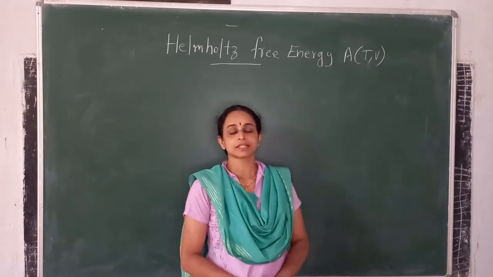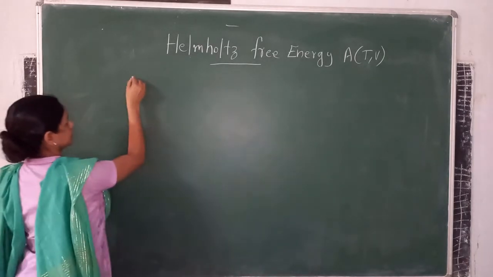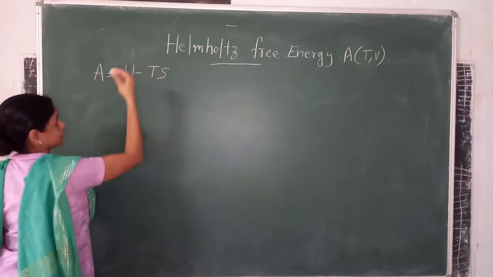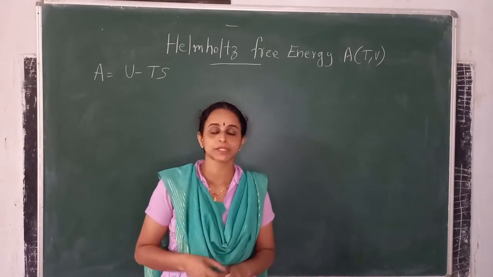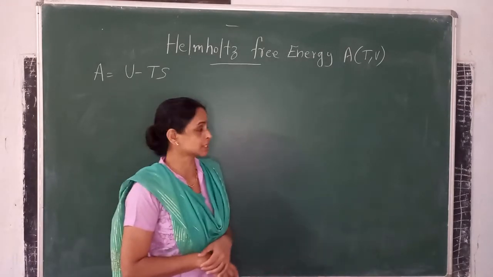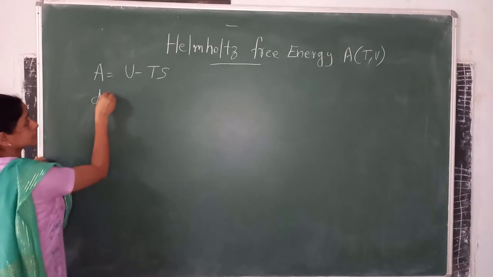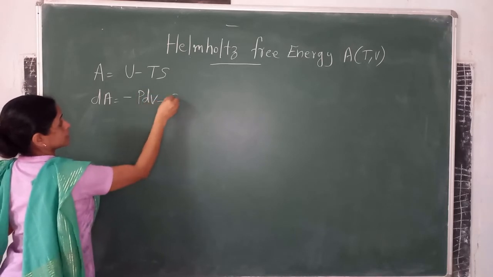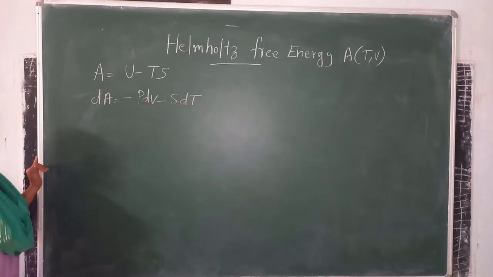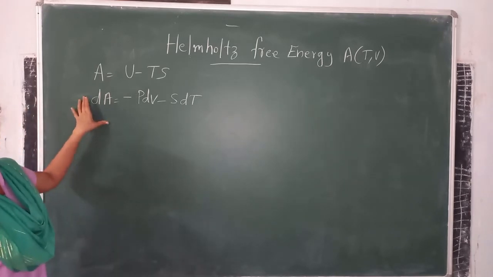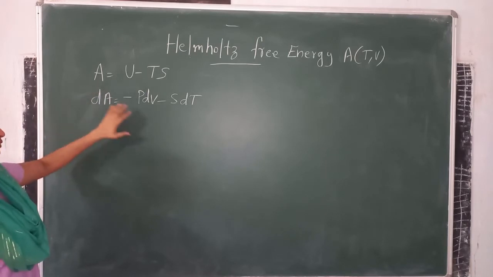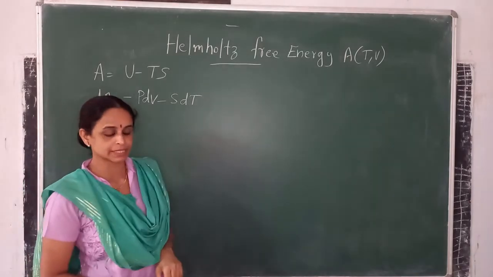The Helmholtz function is given by the equation A is equal to U minus TS. For an infinitesimal reversible process, we have also written the equation dA is equal to minus PdV minus SdT. We have already derived this equation too.